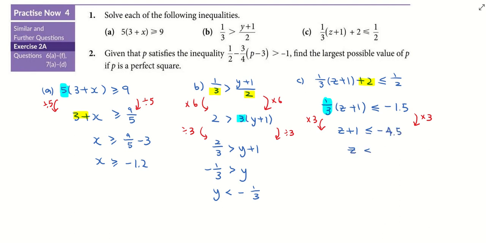Now I can find what z is. Bring the 1 over, it becomes minus 1. So, minus 5.5. z is less than or equal to negative 5.5. And that's how you solve harder inequalities.